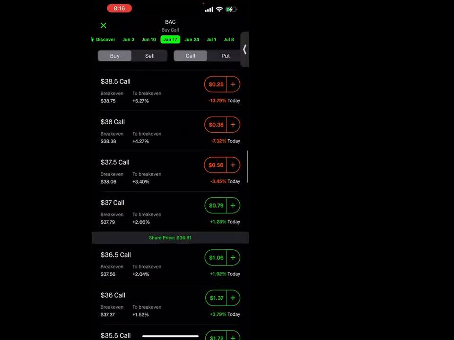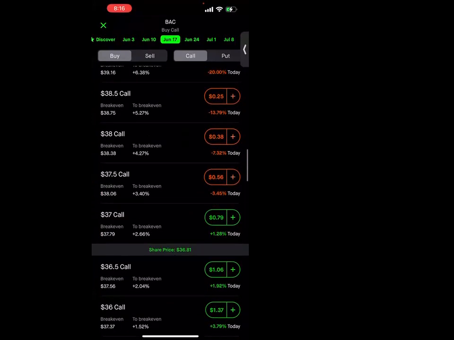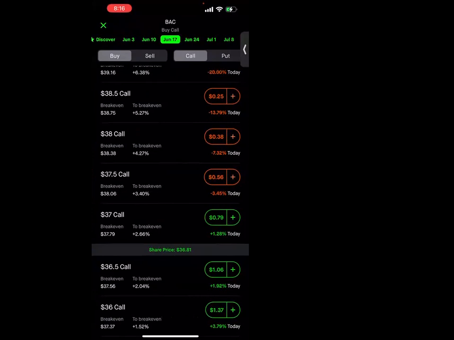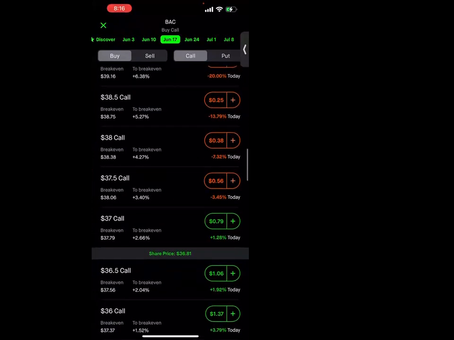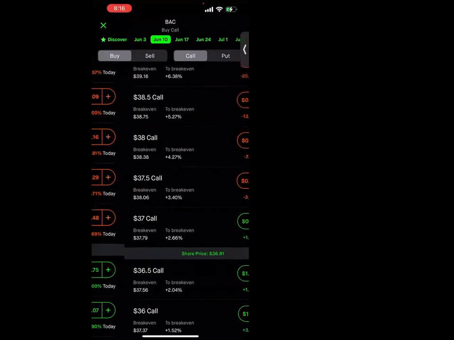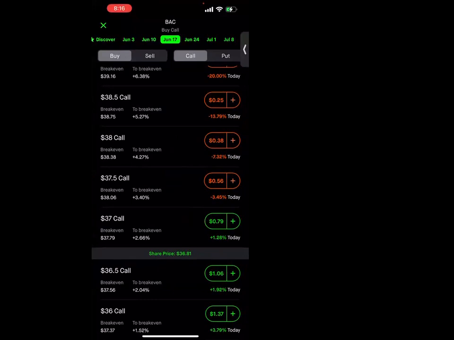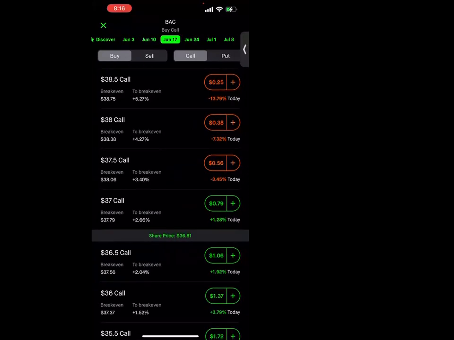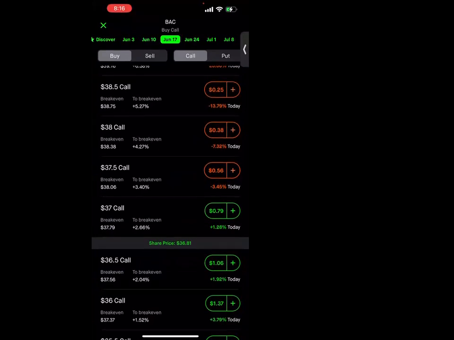Now, if we go to the next week, you see how the premiums continue to go up, right? The $37 call now is $79 versus $48, right? And then the 37.5 call is worth $56 versus $29. What I was going to say also is to keep in mind the percentages under it. It says negative. Let's look at the $37 call. That one is up today 1.2%, right? The 37.5 call is down negative 0.45%.